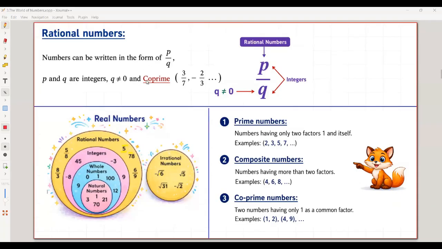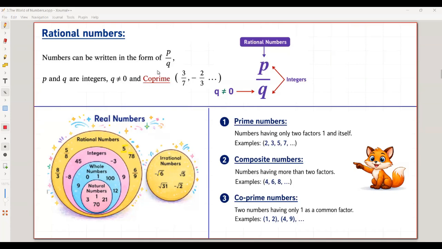Okay, let's start today's session with rational numbers. What does rational number mean? A number that can be written in the form p by q, where p and q are integers, q is not equal to 0, and p and q are co-prime.